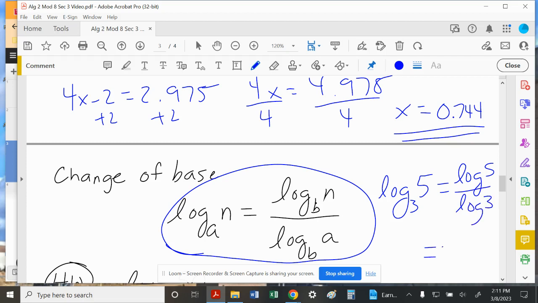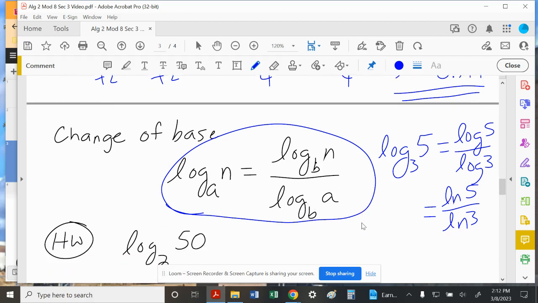It's also going to equal natural log of 5 over natural log of 3, because both of these, this first one is log 10 over log 10, right? It doesn't really matter which one I use. This one's log e over log e. So that would be my change of base formula.